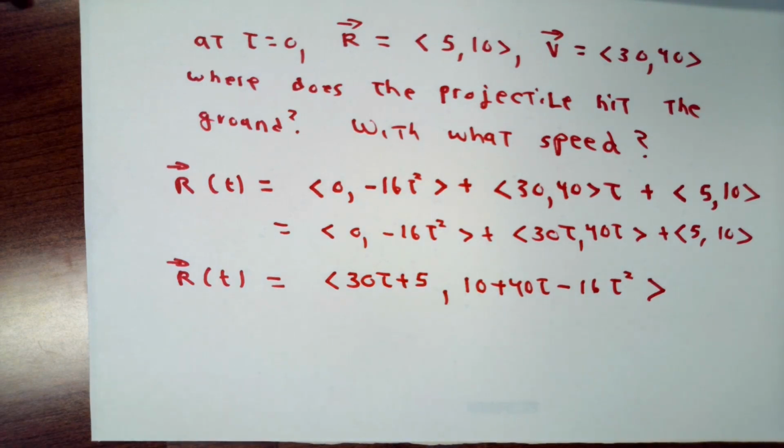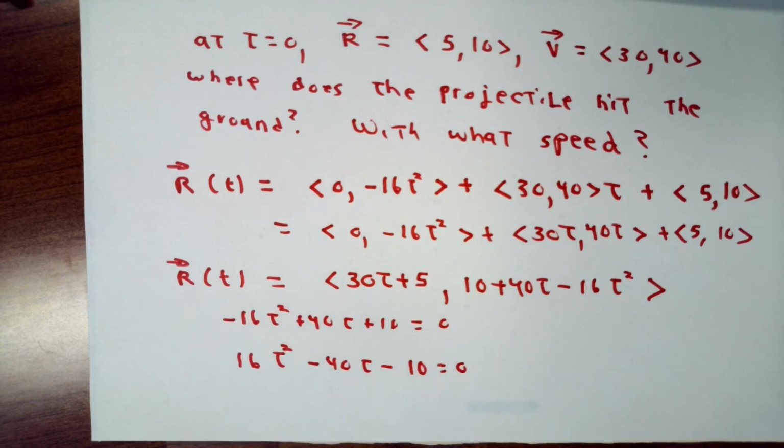When the object hits the ground, its y coordinate must be 0, so I'm going to take the situation where this quantity is 0. This quadratic equation is going to have two solutions. One of them will be negative, the other positive. It's the positive one we're interested in, since t equals 0 was the beginning of this situation.